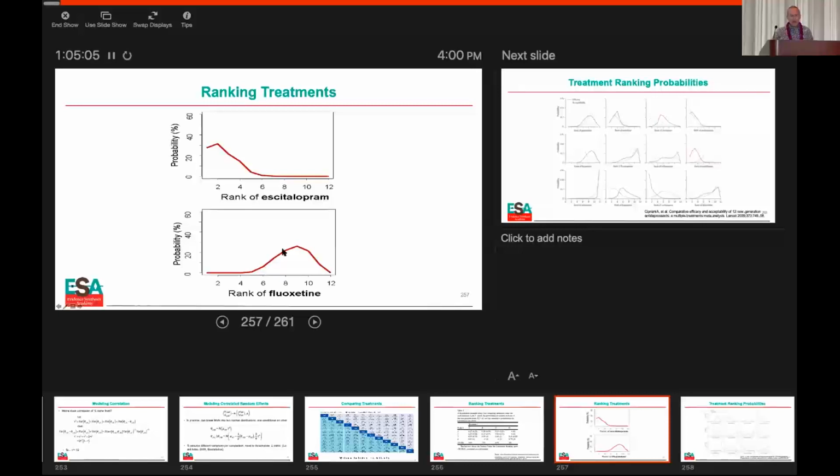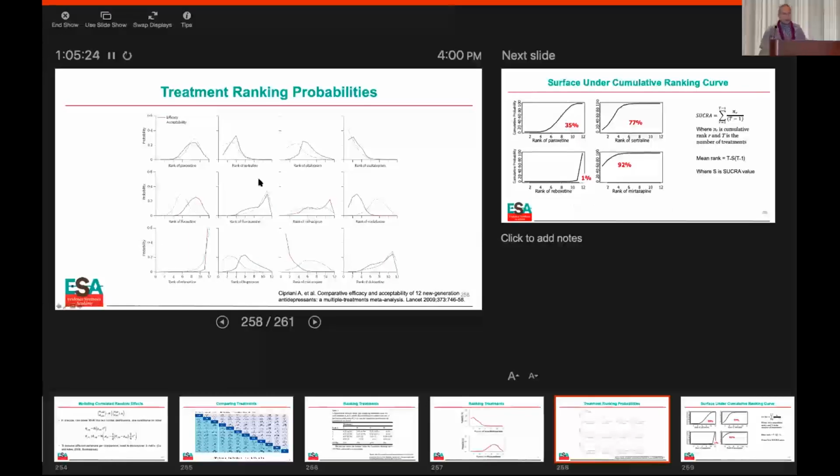So we could actually average the rank here under this distribution, average the rank here. And it turns out that the area under these curves is proportional to the mean rank. And that's called the cumulative area under the curve. And I'll show you that in a minute.